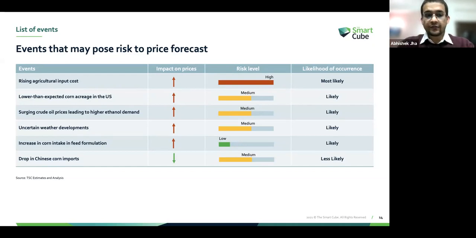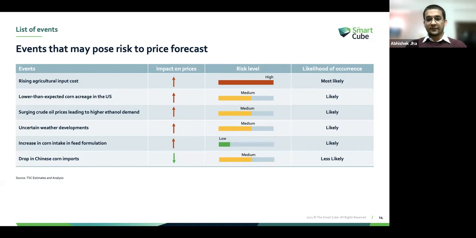One risk factor that we have on the downside is a drop in the levels of Chinese imports. Chinese imports were one of the major drivers for prices in 2021. Moving ahead in 2022, if that declines by a big number, which is not expected as of now, that could be another risk factor on the downside for corn prices.